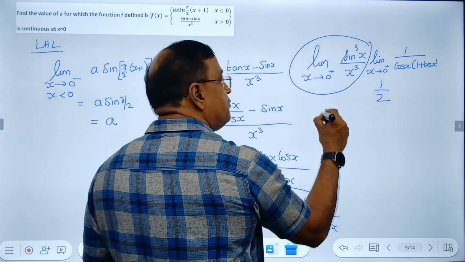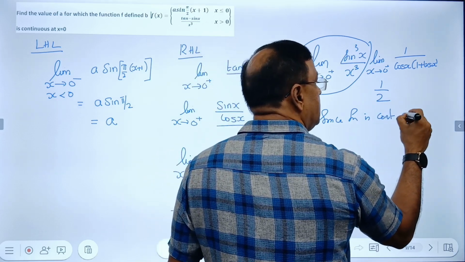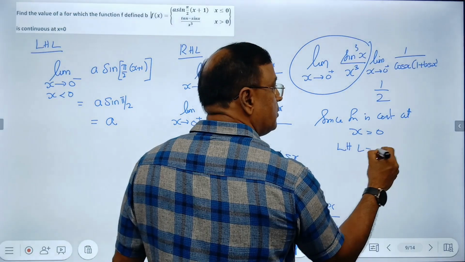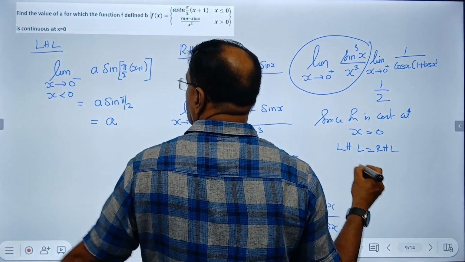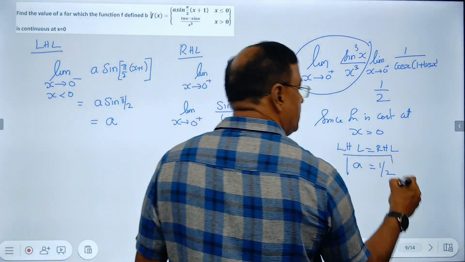Now since the function is continuous at x equal to 0, LHL is equal to RHL. So what is LHL? My LHL is a, RHL is half. So I got the value of a. Okay.